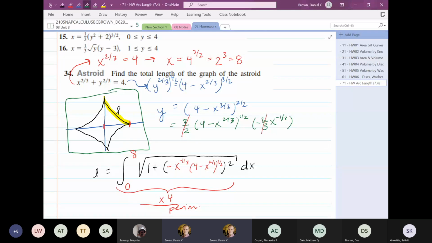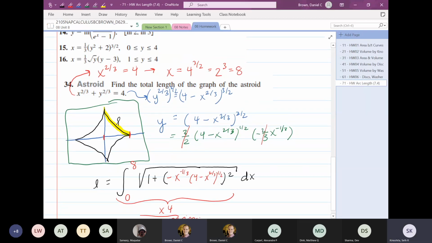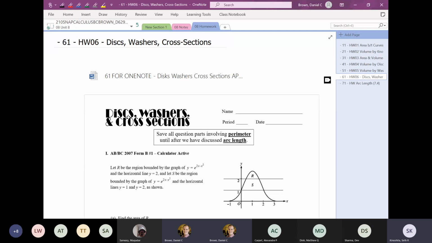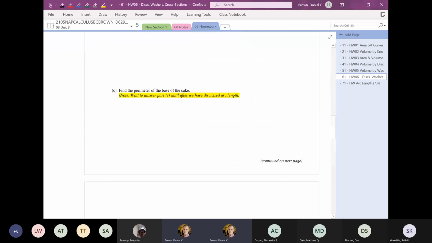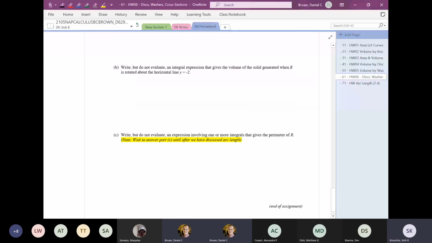Any other questions on anything else? Can you do part C on homework 6 on the very last page? Mm-hmm. So this is the optional homework, but part C on the very last question. Yes.